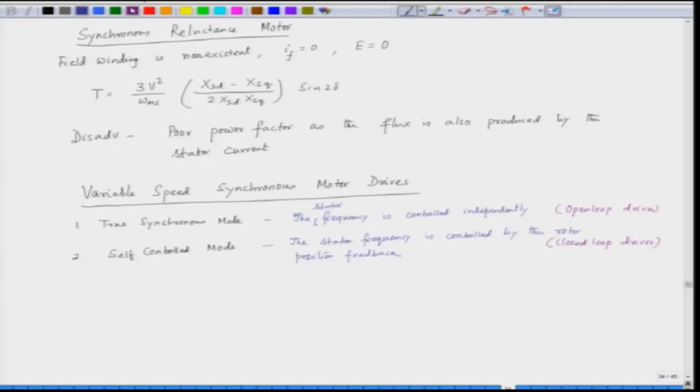So, we have the true synchronous mode drive that we discussed in the last lecture, and in this case the stator frequency is independently controlled. So, it is just like a normal synchronous machine fed from a supply with maybe variable voltage, variable frequency. We have other types of synchronous motor drives where we need a closed loop feedback to decide the stator frequency, and that is called a self controlled drive.